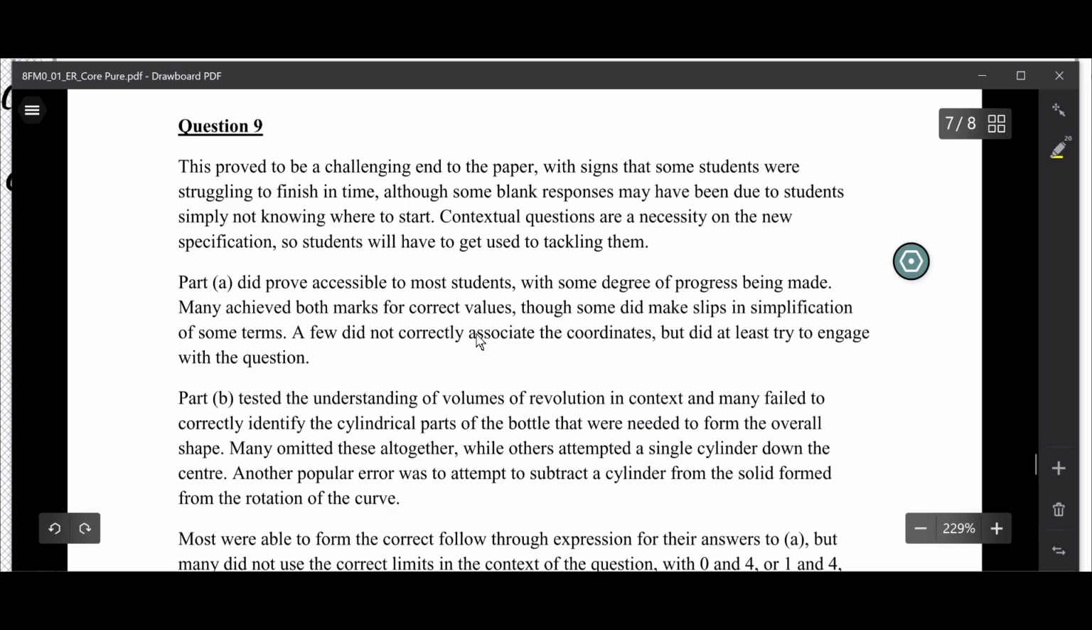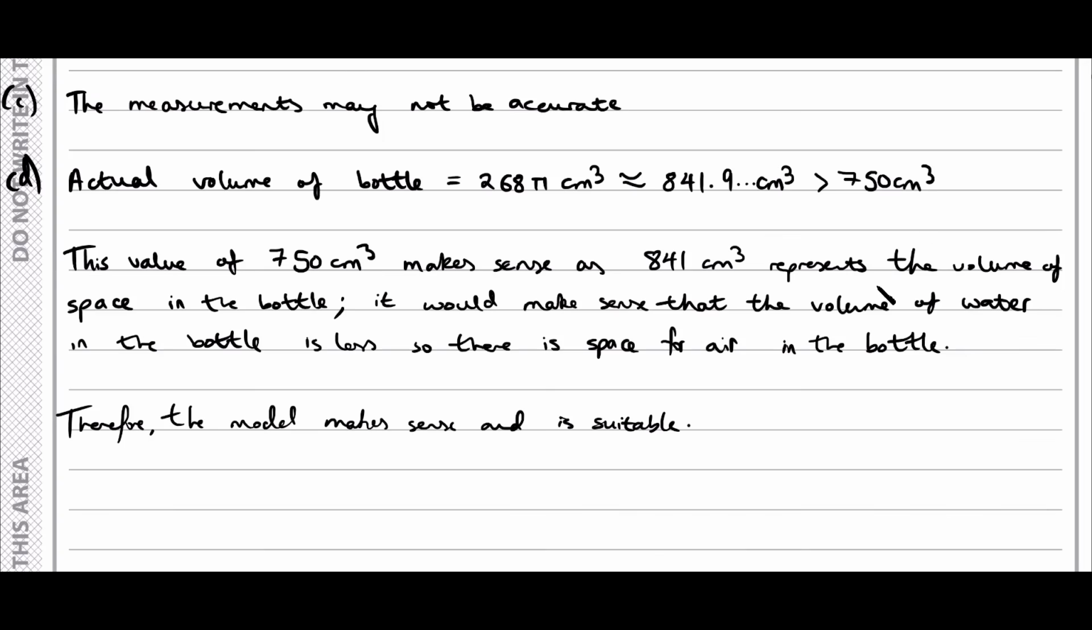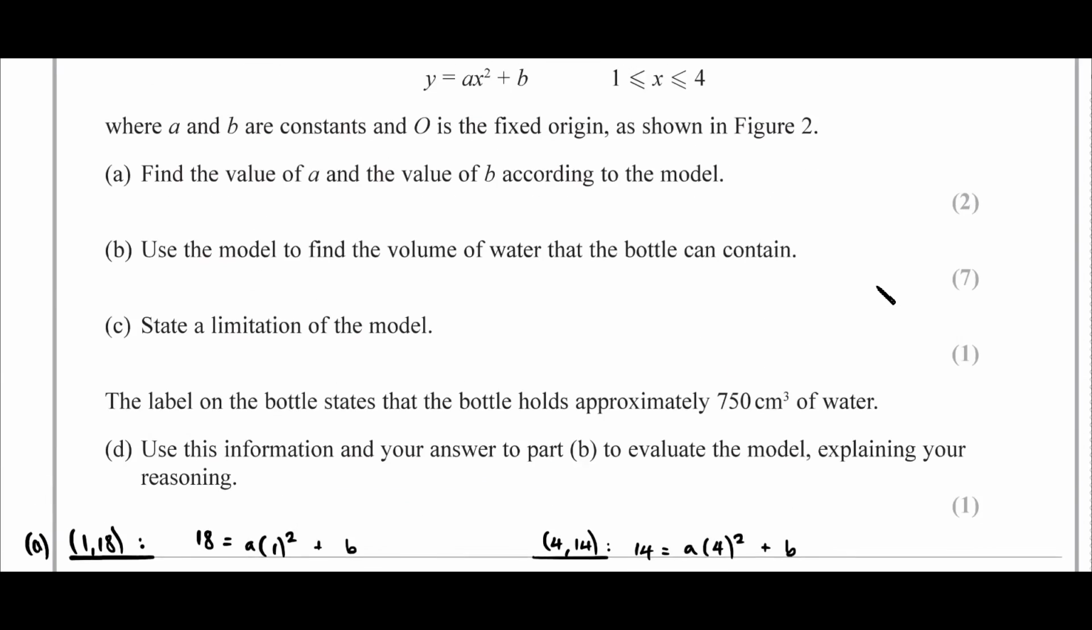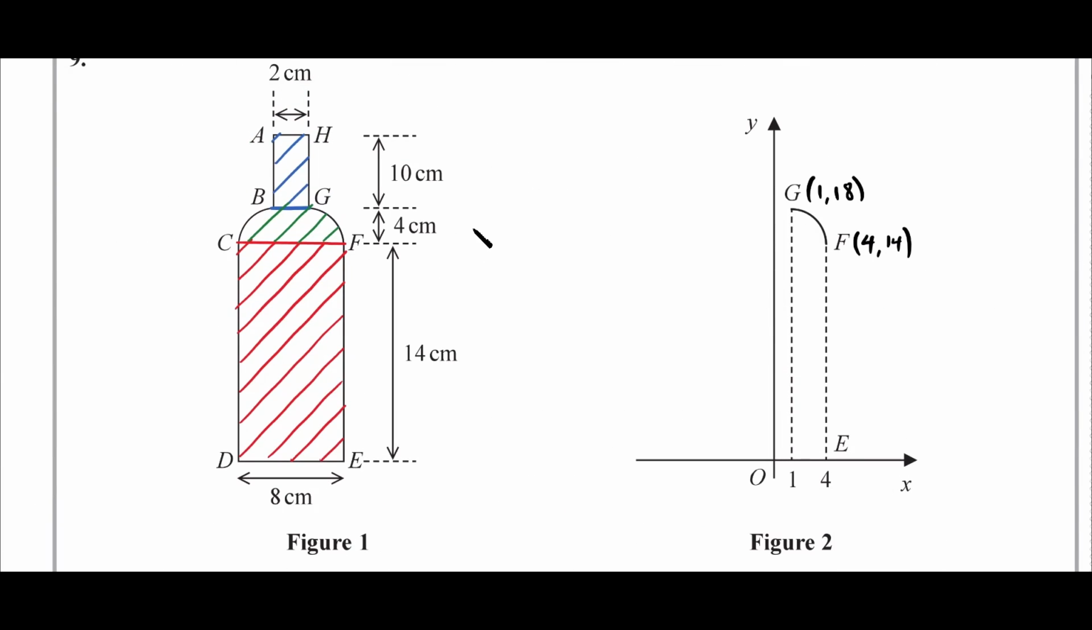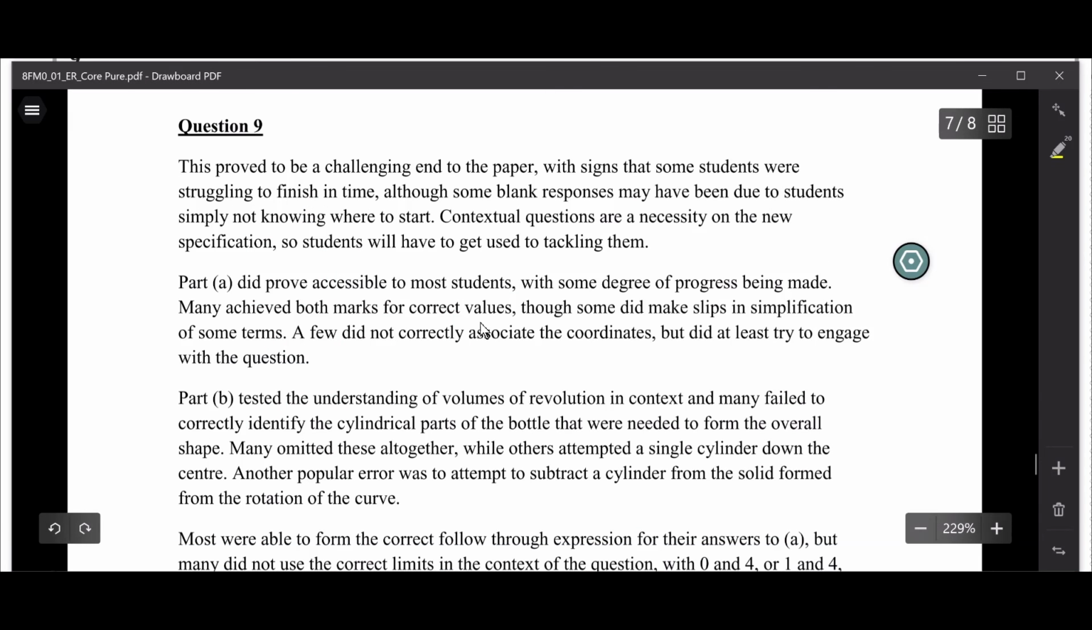A few did not correctly associate the coordinates, but did at least try to engage with the question. I mean, if I go back to the diagram, I didn't think that finding the coordinates was that difficult, but looking at it, it makes sense. What else could be said?